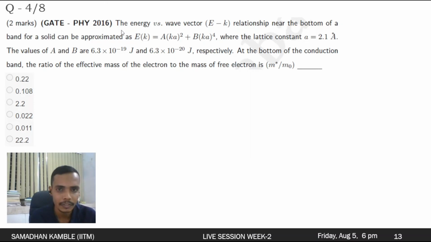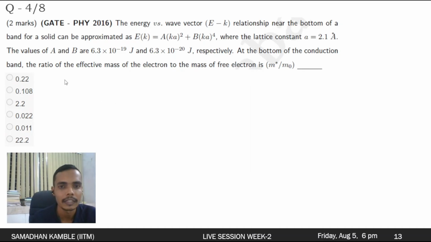The energy versus wave vector relation, that is our E-k relation, is given by A times (ka) squared plus B times (ka) to the power 4, and the lattice constant is also given as 2.1 angstrom. The values of A and B are given. At the bottom of the conduction band, the ratio of the effective mass of the electron to the mass of the free electron is?